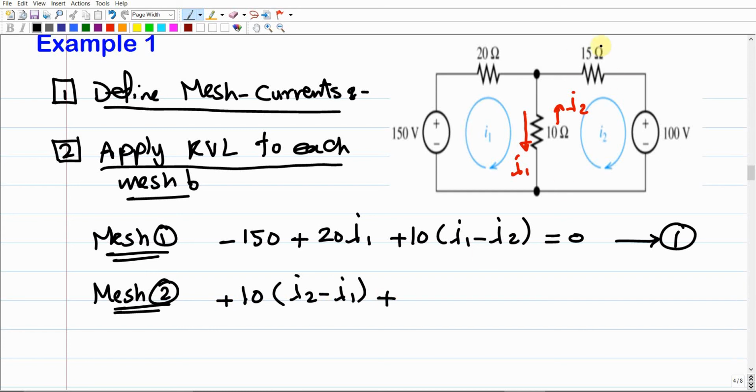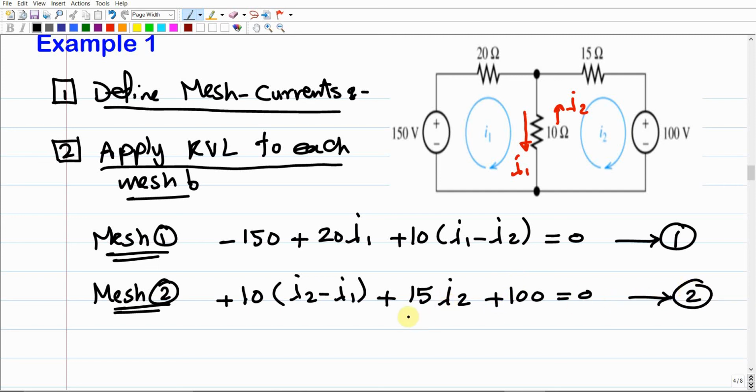Plus, there is another electrical element, a resistor of resistance 15. How much is the current over the 15? It will be I2, so it's going to be 15 I2. How about the voltage over this source? The voltage source is 100, but it's going to be positive. Why? Because it should be negative times negative. The current I2 is already moving from positive to negative, so this takes negative. In addition, being a source, it should have another negative, so it's going to be positive, equals 0. Make sense? This gives us the second equation.